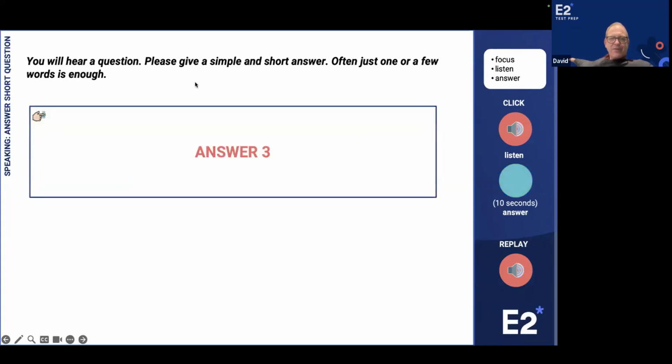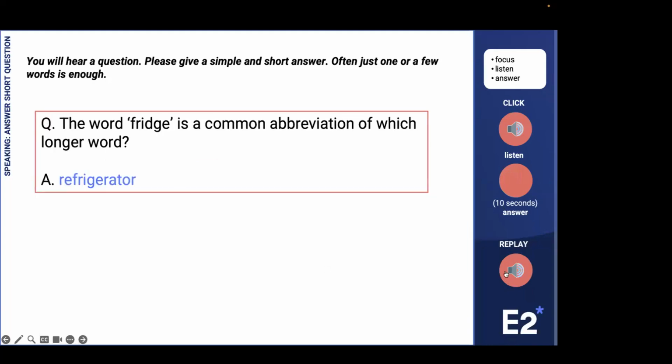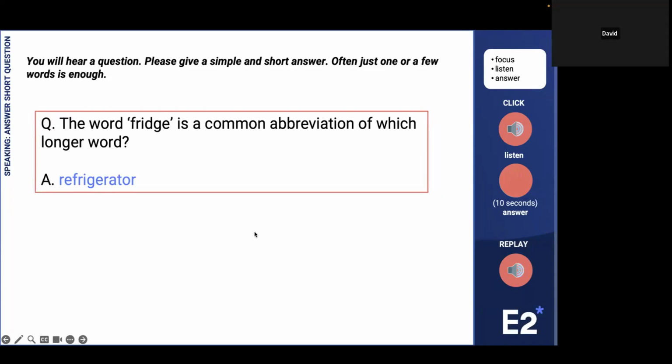All right. And this final one here, we're just doing 3. Let's listen, focus, listen, and respond. The word fridge is a common abbreviation of which longer word? Yep, fridge is short for refrigerator. Yay, refrigerator. So if you didn't know that before, you know it now.